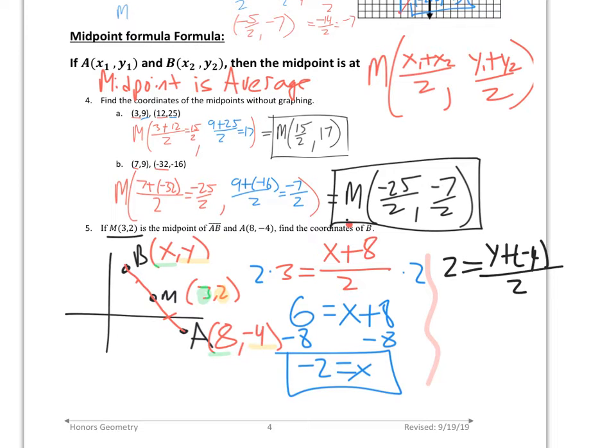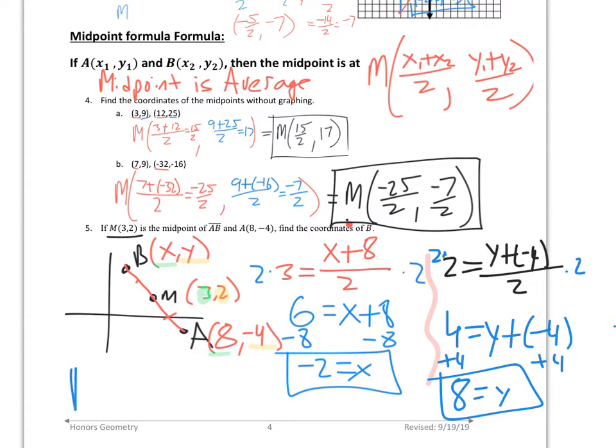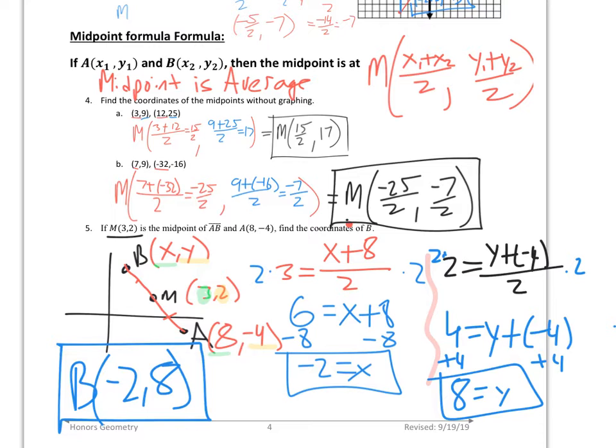All right, let's solve it up. Get rid of this denominator by multiplying by 2 there. And that gives us 4 equals y plus negative 4, or y minus 4. And if we add 4 to both sides, using our algebra here, 8 equals y. So the final answer is that b is at negative 2, 8. And we found our point. Okay? So I didn't quite graph it right. It would actually end up over here, all right? But that's why this is just a model.